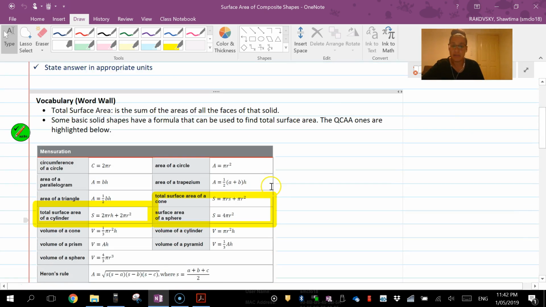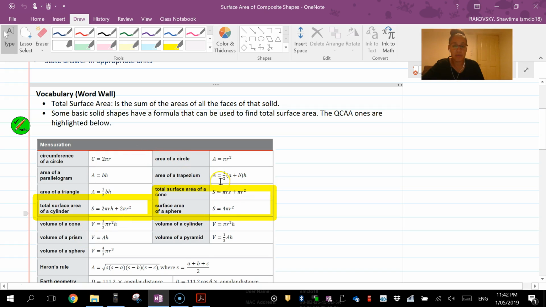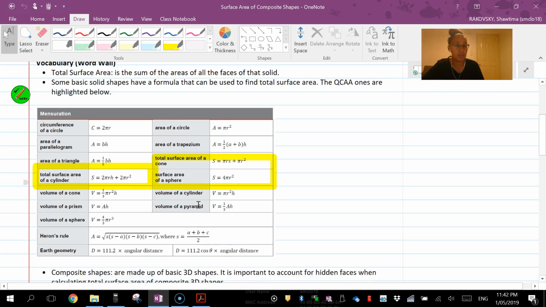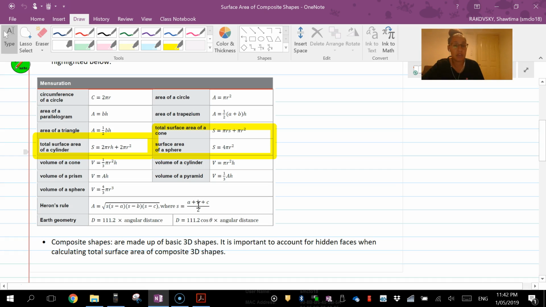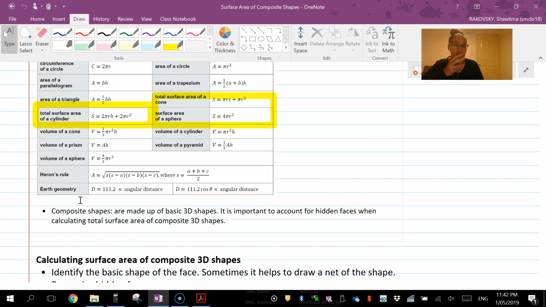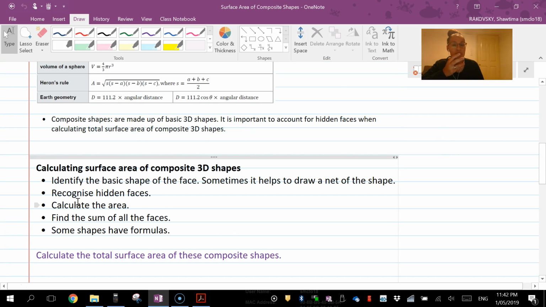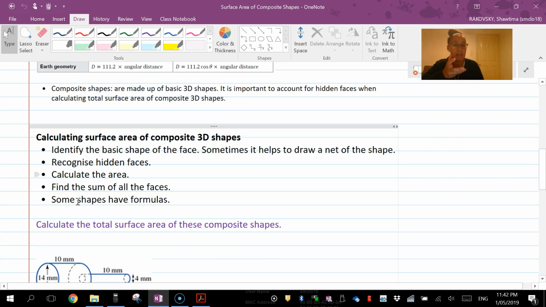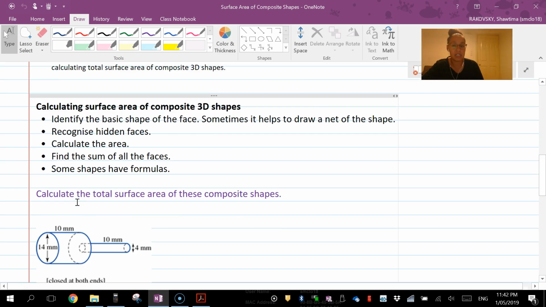So for surface area, these are three basic formulas that have been given to you from QCAA. We'll be looking at modifying those for composite shapes. A composite shape is made up of basic shapes, and when you're dealing with surface area, it's important to account for those hidden faces. So you're either going to be subtracting them or manipulating the formula just to account for them. It helps to recognize it, maybe draw a net, and also recognize hidden faces.